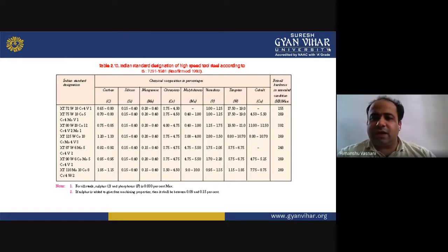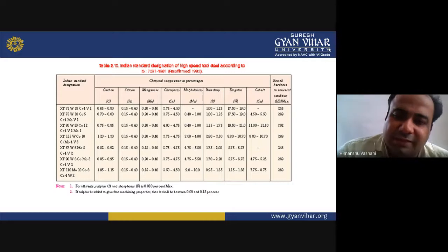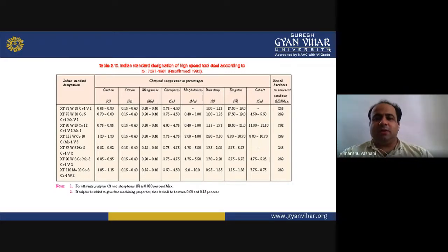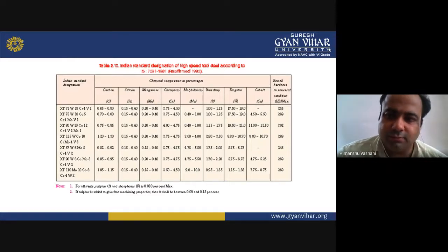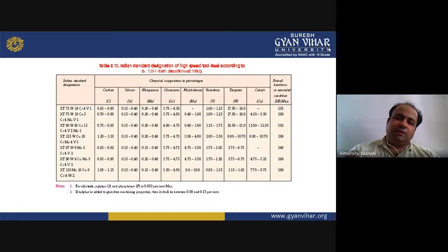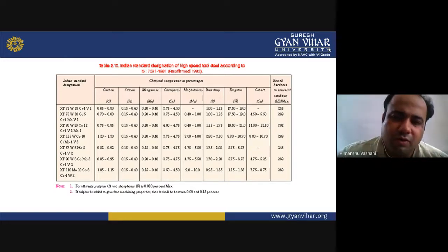Now you can see the hardness of this combination is the maximum out of all the listed combinations. You can see the value is 302. It has the highest value of all these.